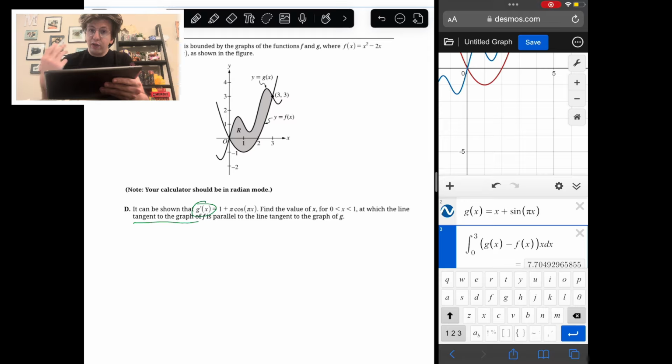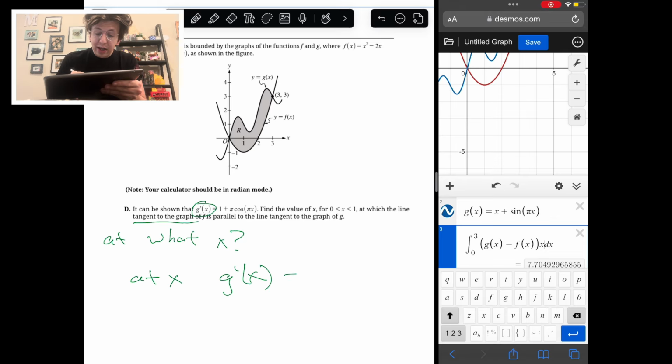Let's rephrase that. Define the value x. We are trying to find at what x the line tangent to the graph of f is parallel to the line tangent to the graph of g. Parallel lines have the same exact slope, meaning at this x value, g prime of x has to also be equivalent to f prime of x; their slopes have to be the same.